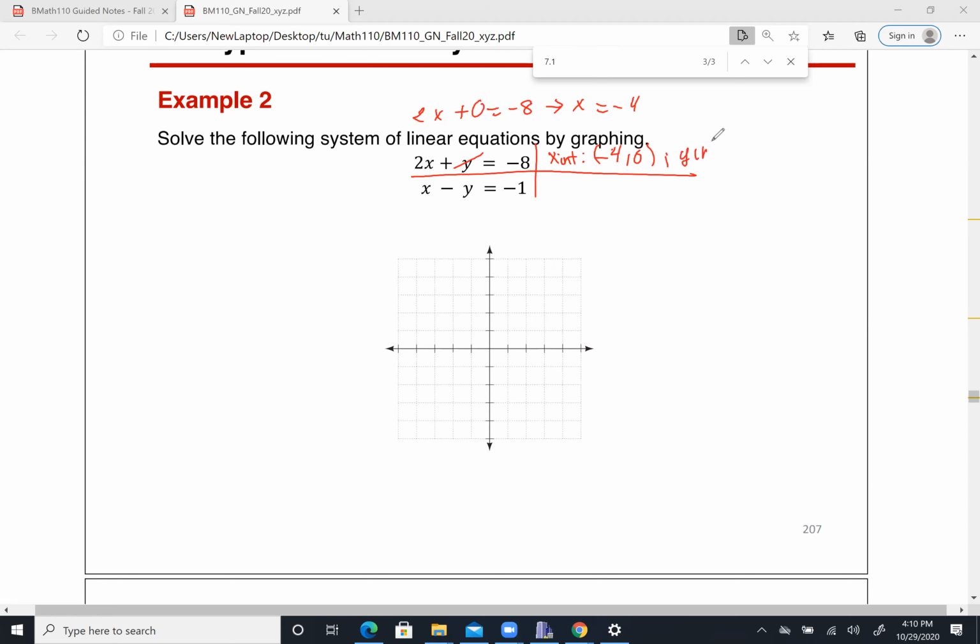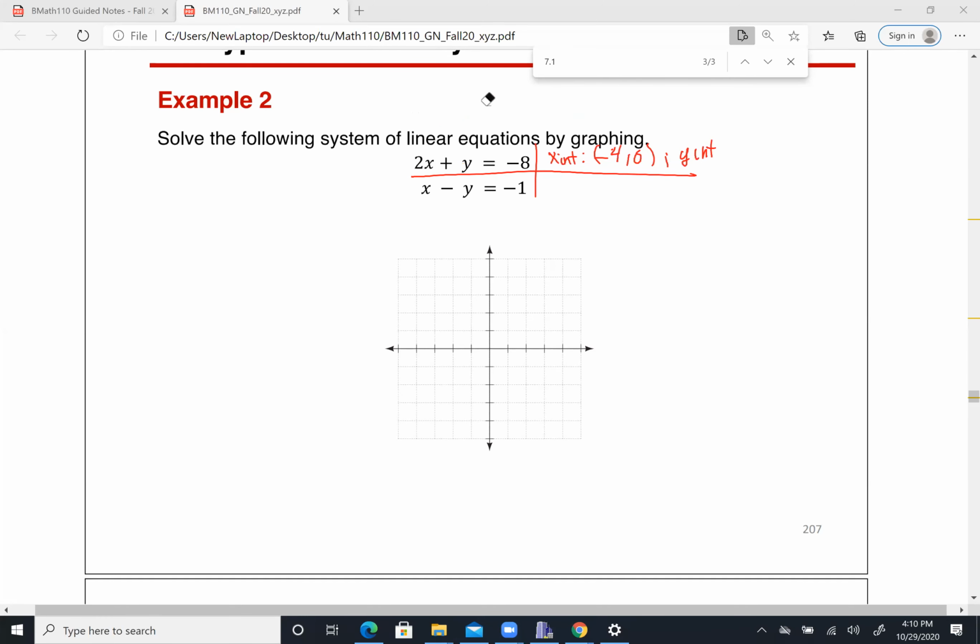For the y-intercept, let me delete this. For the y-intercept, you need to make x equal 0, right? So x equals 0, then you have y equal to -8. So then (0, -8) is gonna be the y-intercept. That is for the first equation.